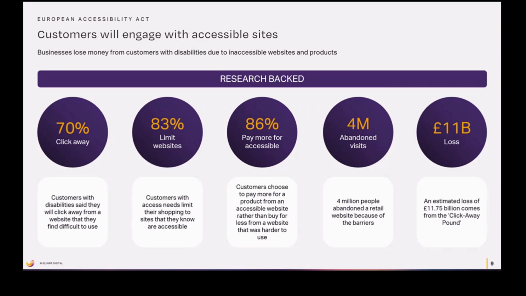83% of people living with disabilities will limit their shopping to sites they already know are accessible. 86% will pay more for products from an accessible website rather than buy from a less accessible website, or a website that's harder to use, for instance. And the estimate there is that 4 million people abandon a retail website because of various barriers in accessibility, which all results in an estimated loss of around £11.75 billion, where people who have had every intention of buying from a website leave that website because of accessibility issues.